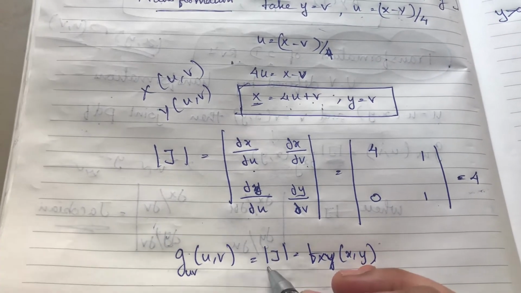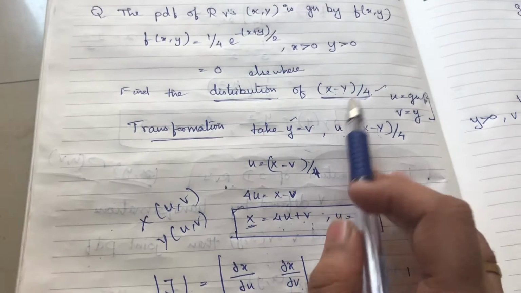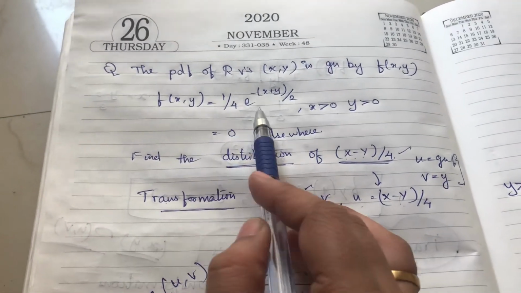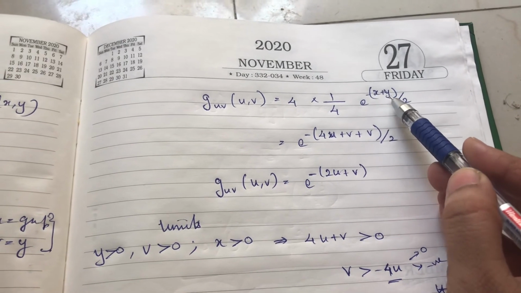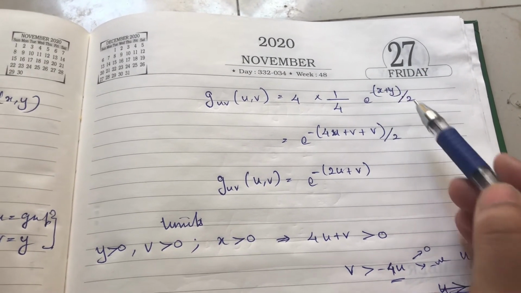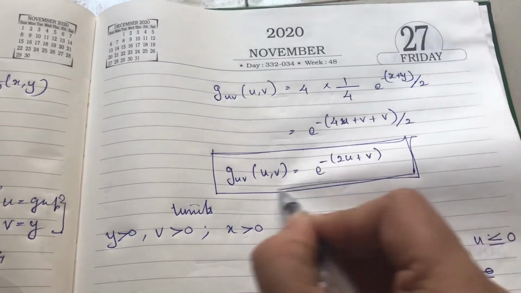So as you know, I have found the value for the Jacobian and then I need to substitute this f of x, y value they have given here. So substitute all the values and the x and y functions. Substitute the x, y functions, and you will get the function g of u, v as this function.